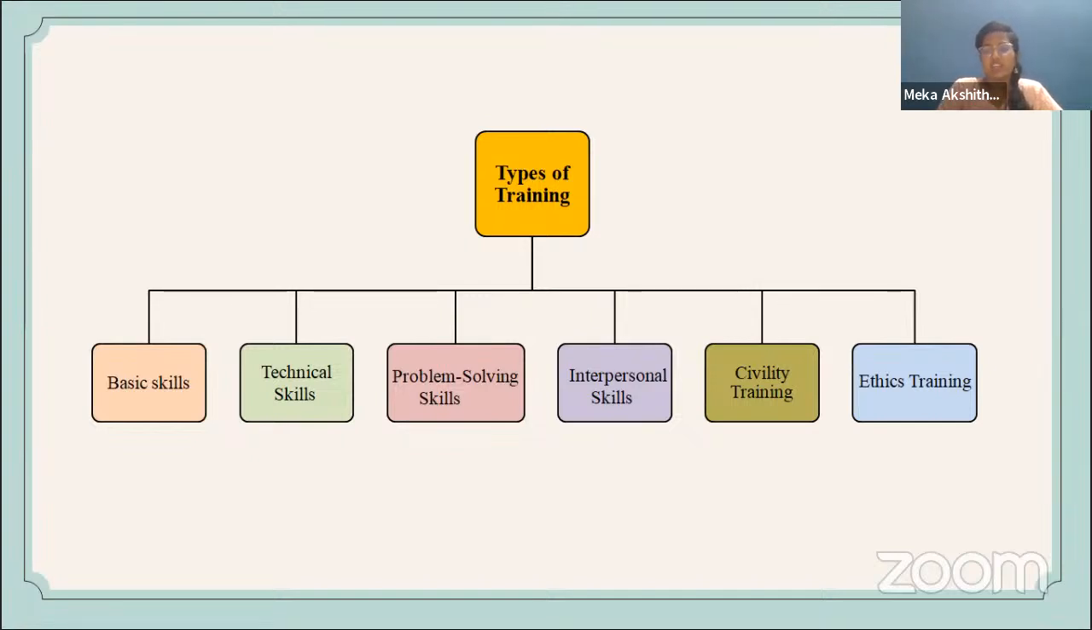Then comes ethics training. In ethics training, mostly every individual would have their own values, and they would be working based on their values. So there are two types of views on ethics training. Some of the people view that people already have inbuilt moral values, and these moral values can't be learned.